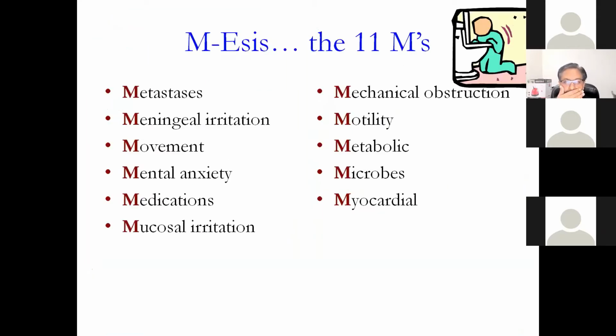And if you see the etiology of nausea and vomiting in general, these are the various etiologies that we can remember by this mnemonic of 11 M's. And many of them would be seen in cancer patients at some point of the manifestation of nausea and vomiting.